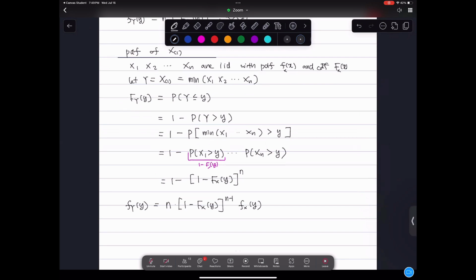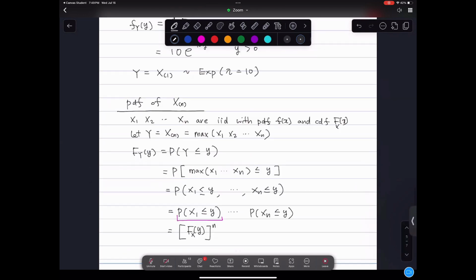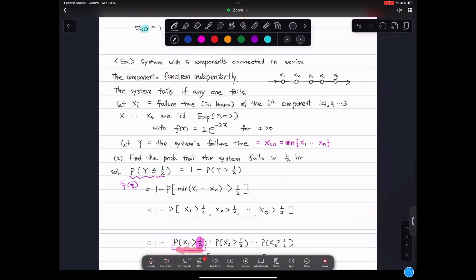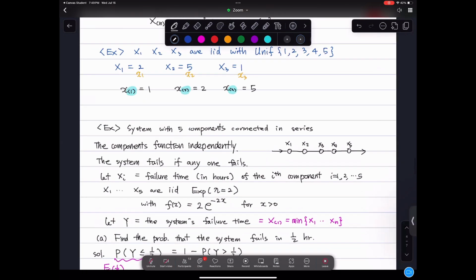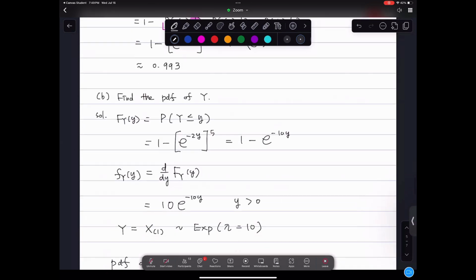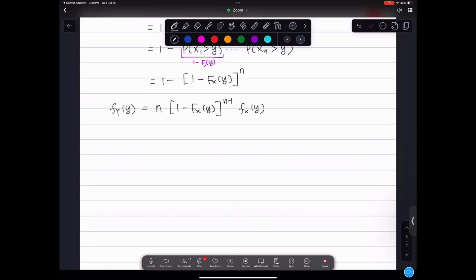So the example that I did was a system having components that are connected in series. As soon as the smallest one, the one that fails first, fails, the entire system fails. Then I can go on thinking about the system with components in parallel. I don't want to do this, but I want you to think about this.